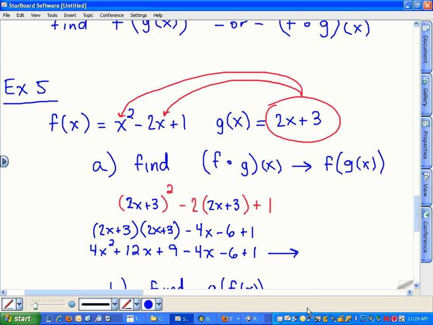Well, there's a lot of terms in this one. Does 4x squared have anything it can combine with? Nope, so it stays 4x squared. But the 12x combines with a negative 4x, making 8x. Now let's see, we've got 9, take away 6, plus 1, is 4. And there you have it.